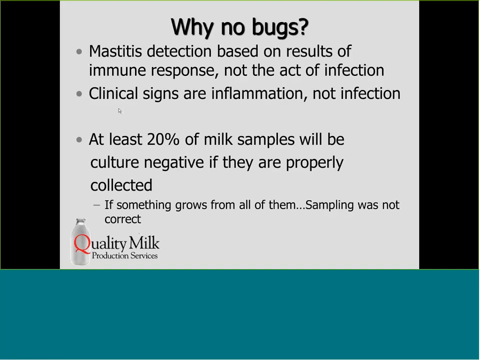A lot of times, the cow's immune system will have already gotten rid of all that bacteria, or the infection happened a long time ago and we're just seeing resulting inflammation. If there aren't any bacteria there, there's nothing to kill with antibiotics. So if you're collecting milk samples cleanly, right, at least 20% of the samples should be culture negative. If something grows from all of your milk samples, sampling was not correct, and you're doing something silly like putting all 4 quarters into one tube, or you're not collecting them cleanly.